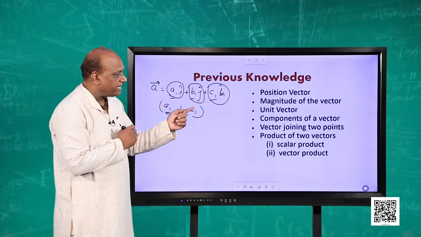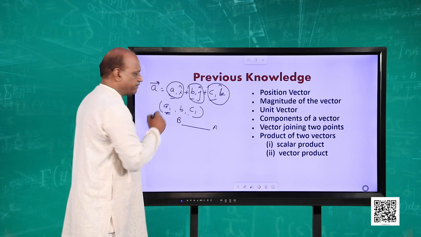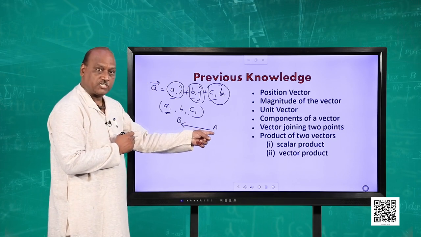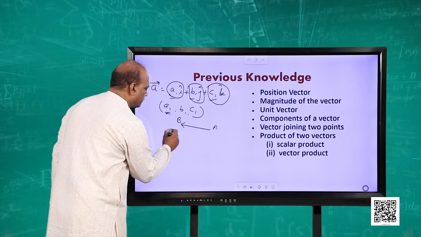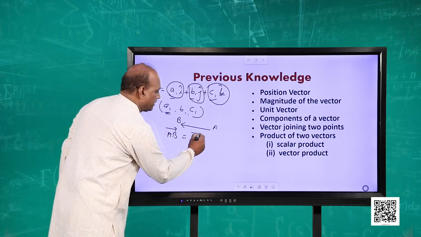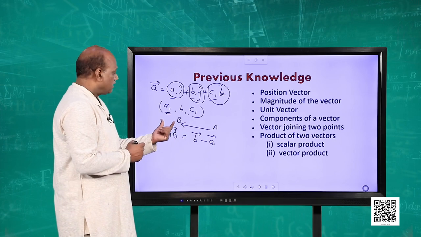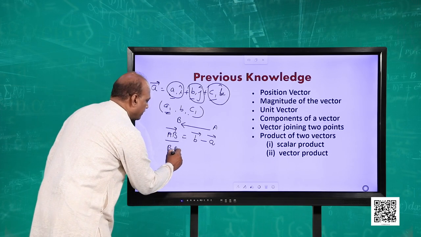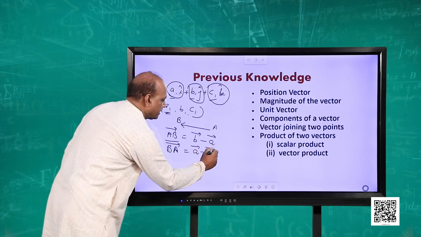Next is vector joining two points. If AB is any line segment from A to B, here A is the initial point and B is the terminal point. So vector AB equals position vector of B minus A. Vector joining two points, then vector AB equals B minus A. If we have BA, then vector A minus vector B.